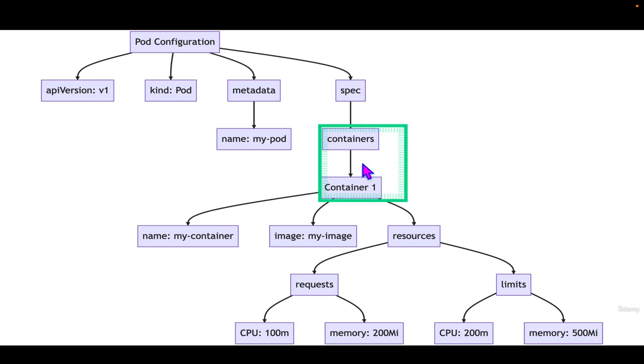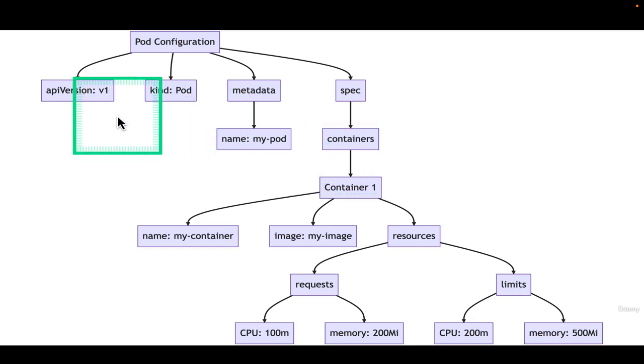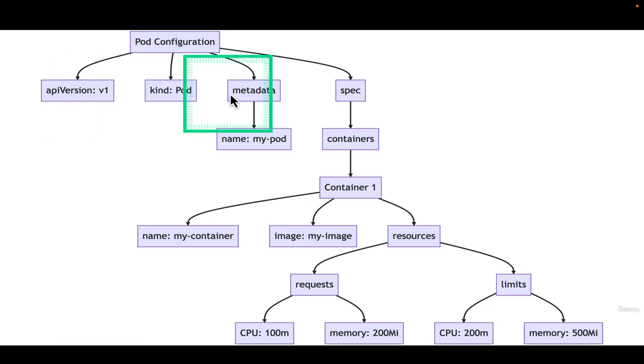So next is pod configuration. This is how the YAML file looks. For the pod you have apiVersion, kind, metadata, spec. Just go to the spec section, and under spec you will have containers. You can have one or more containers. Let's say for container 1, you have the name of the container, the image, and under the resources section you have requests. CPU 100m, which is 100 millicore, which is 0.1 core. So 1000m is one single core. And for memory, 200Mi is 200 mebibytes.